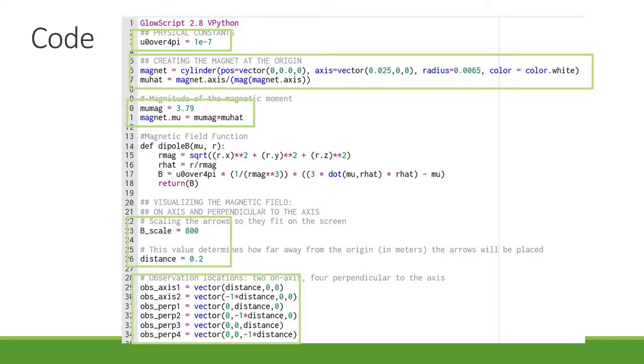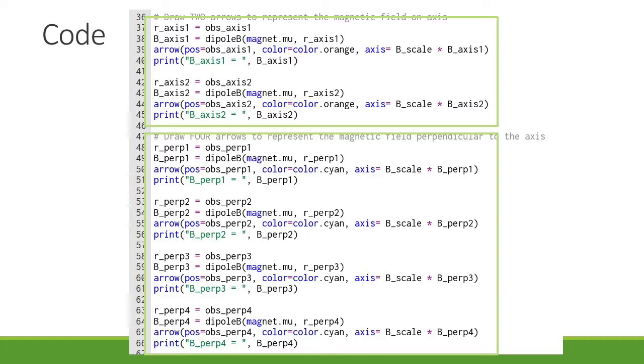For my Python code for my computational model, I first input the value for the constant mu naught over 4 pi and then created a visualization of the magnet at the origin. I then plugged in my calculated value for mu and created a function to calculate the magnetic fields. I then came up with a scale for my magnetic field arrows and the distance between them. I then created my observation locations for magnetic field arrows for 2 on-axis arrows and 4 perpendicular arrows. Next, I calculated an actual value for the magnetic field arrows by using the magnetic field function I created earlier in my observation locations and multiplied this value by the scale.